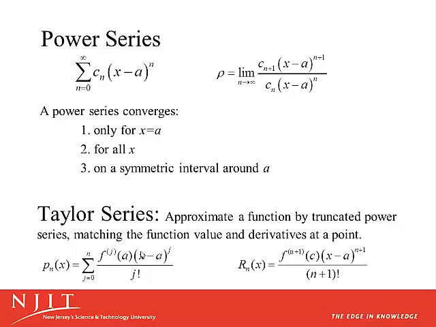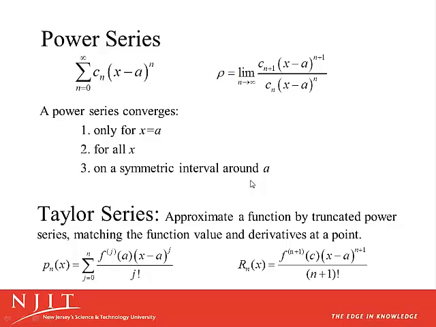To recall, power series are infinite polynomials, the sum of a coefficient times (x minus a) to the power n, where a is the location where the power series is centered, and we have an infinite number of these terms. Power series converge when the ratio of the new terms over the old terms is less than or equal to 1. If it's equal to 1, we have to carefully check that convergence. But when the ratio rho is less than 1, we have convergence. Power series converge either only at x equal a, where it's centered, or for all x, or on a symmetric interval around a.